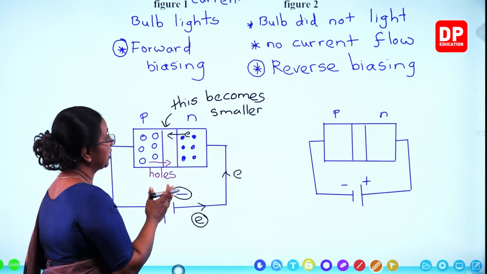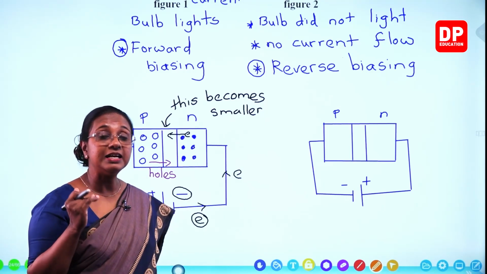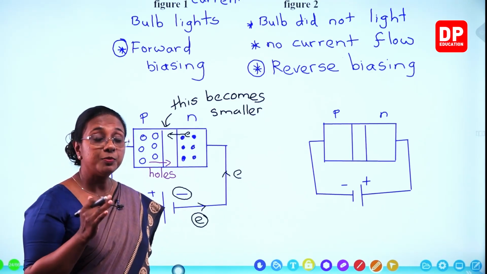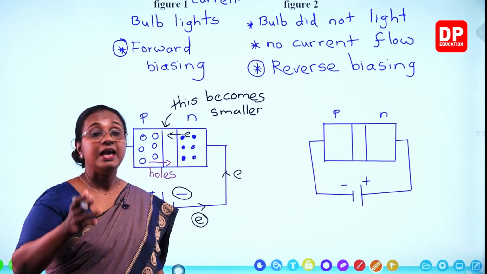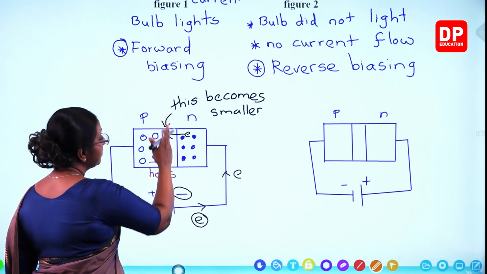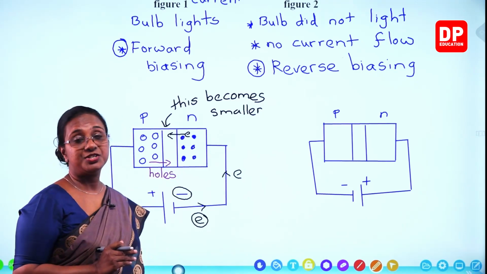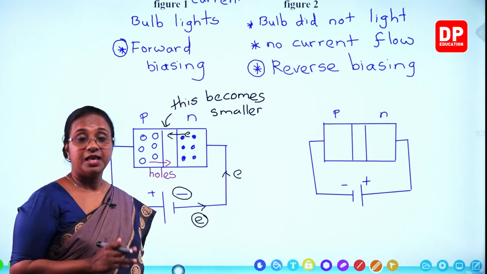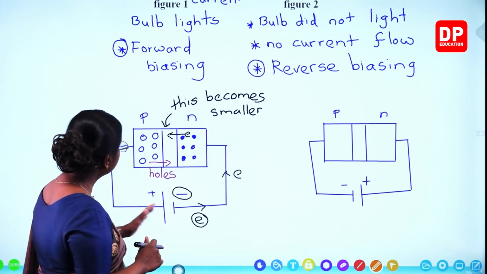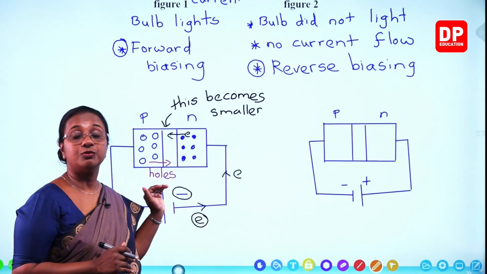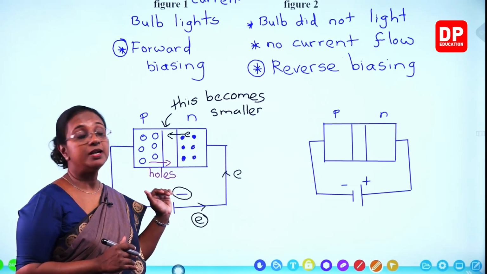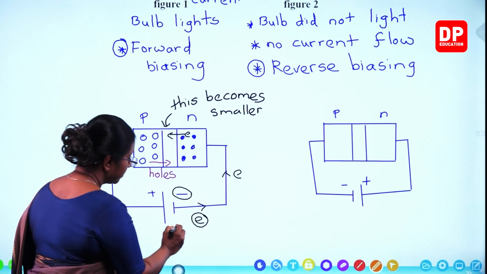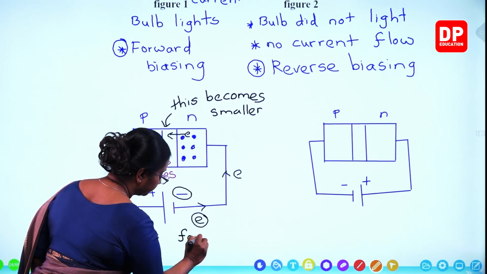And at one point, when it is a silicon semiconductor, if the potential difference is greater than 0.7, at that point there will be no depletion region. And at that instance, current will start flowing through the circuit. And that is known as forward biasing. So, this is forward biasing.